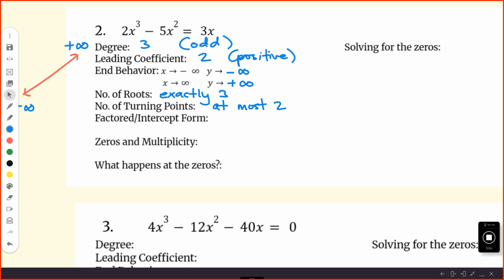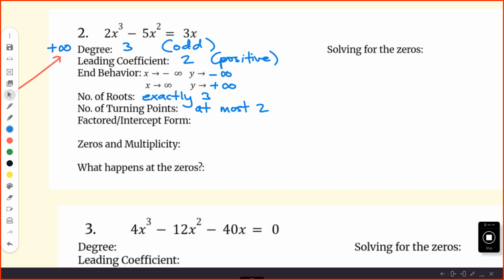Okay? All right, and then this is the solving part. So we're going to solve for the factors. So we can write this polynomial in the factored or intercept form. Okay? So, how do we write this in standard form? This is 2x cubed minus 5x squared minus 3x equals 0. So this is your standard form. Always write this as p of x equals 0.